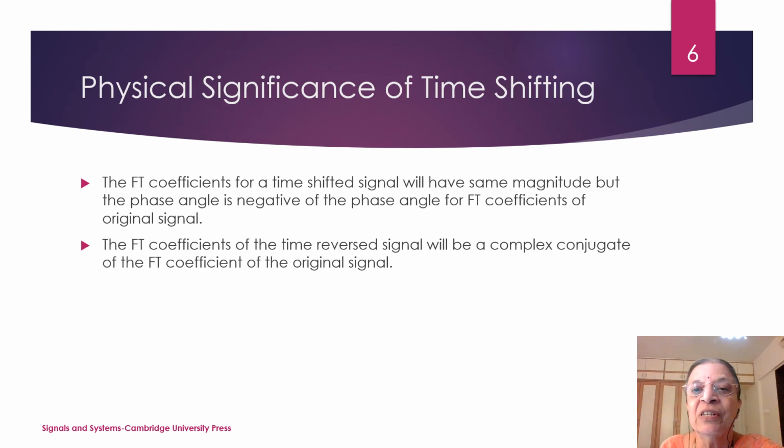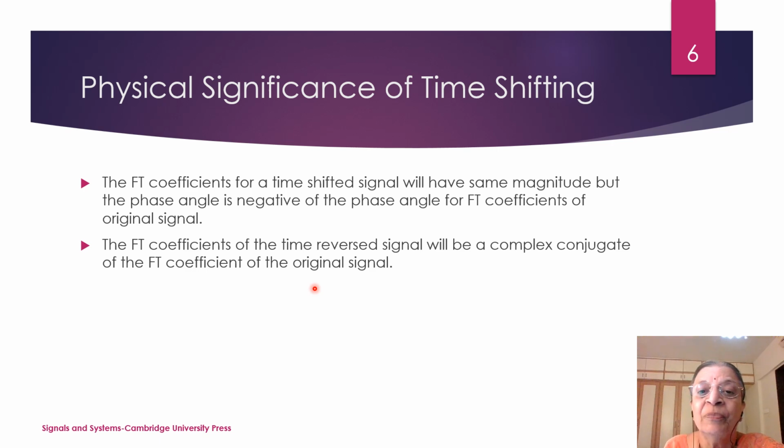Physical significance of time shifting property. Fourier transform coefficients for the time shifted signal will have the same magnitude, but there will be some phase shift, as we have seen, e raised to minus j omega t0. Fourier transform coefficients of the time reversed signal will be a complex conjugate of Fourier transform coefficients of the original signal. This is when instead of x(t) we are considering x(minus t).